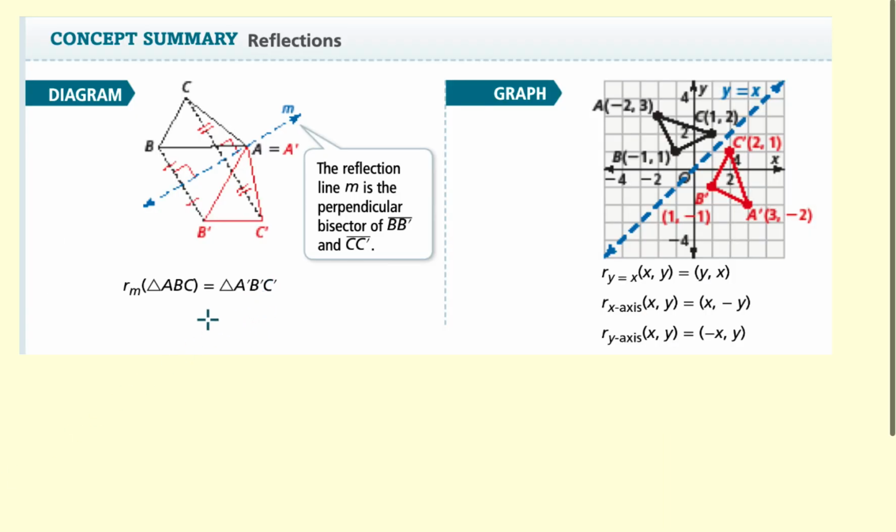So let's remember that a reflection is a rigid motion, and we use a little r, and the subscript is what we're reflecting with respect to, the line. And these are the 3 rules that we learned, one for the y equal to x line, the x-axis, and the y-axis.